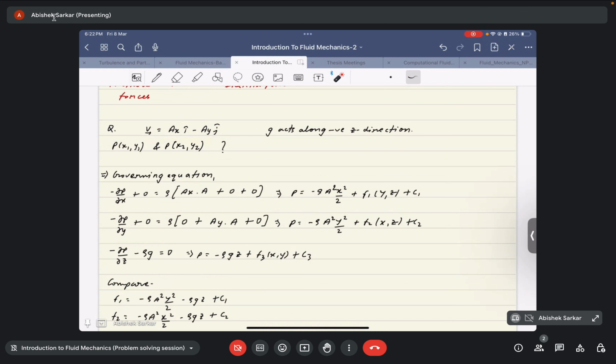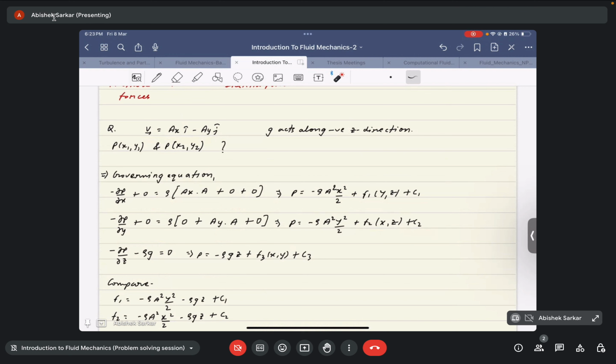Then minus dou p by dou x plus 0, because body force is 0, is rho a square x. Similarly, minus dou p by dou y is equal to rho a square y, and minus dou p by dou z minus rho g is equal to 0. Okay, so these expressions would give p is equal to minus rho a square x square by 2 plus some function of y and z and a constant. Similarly, this equation will give p is equal to minus rho a square y square by 2 plus some function of x and z plus some other constant.